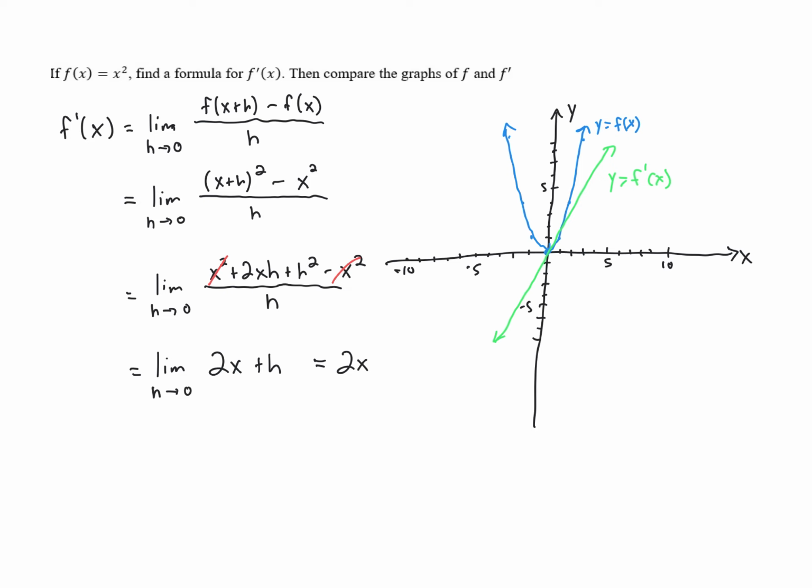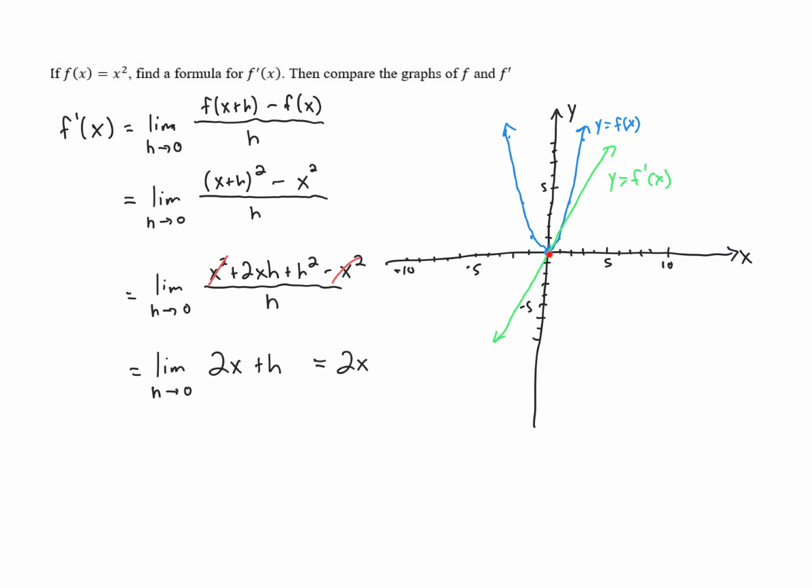And then if we look and compare these, the derivative is positive on the right-hand side and negative on the left-hand side, which makes sense because the function is increasing on the right-hand side, hence a positive slope, positive derivative. And on the left-hand side, it is a decreasing function, hence negative slope, hence negative derivative.